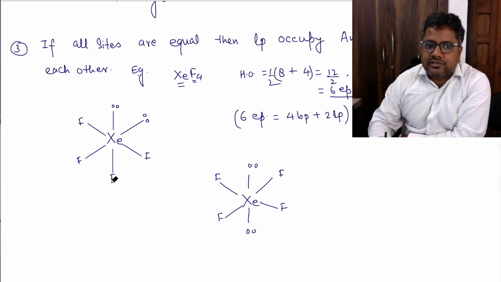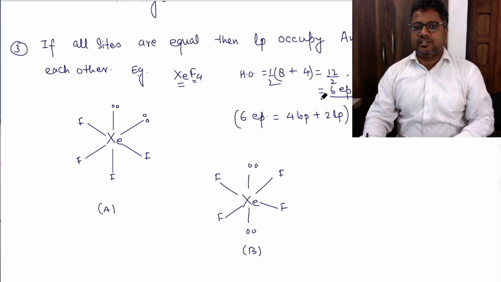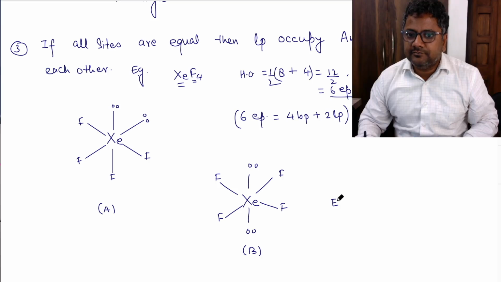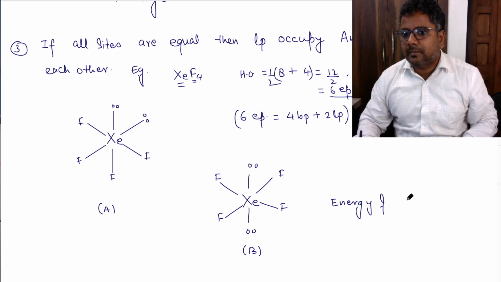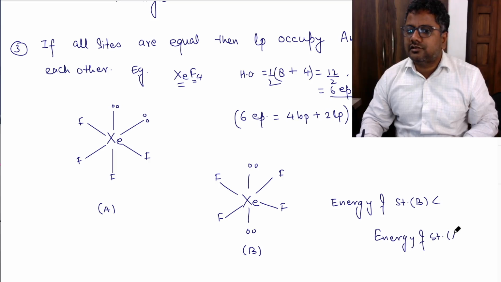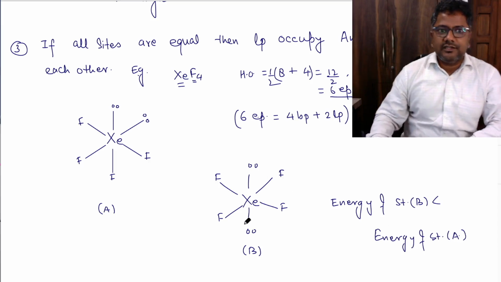Suppose that this is structure A and this is structure B. So as per this point, the energy of structure B is less than the energy of structure A. So this is the more prominent structure.